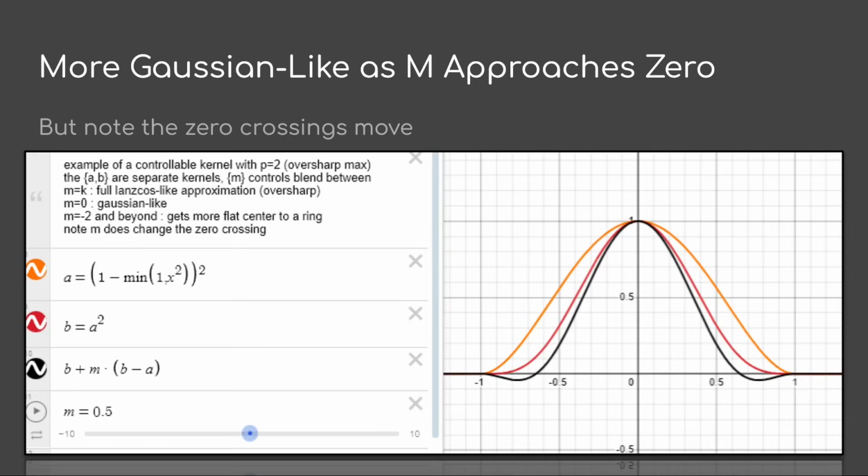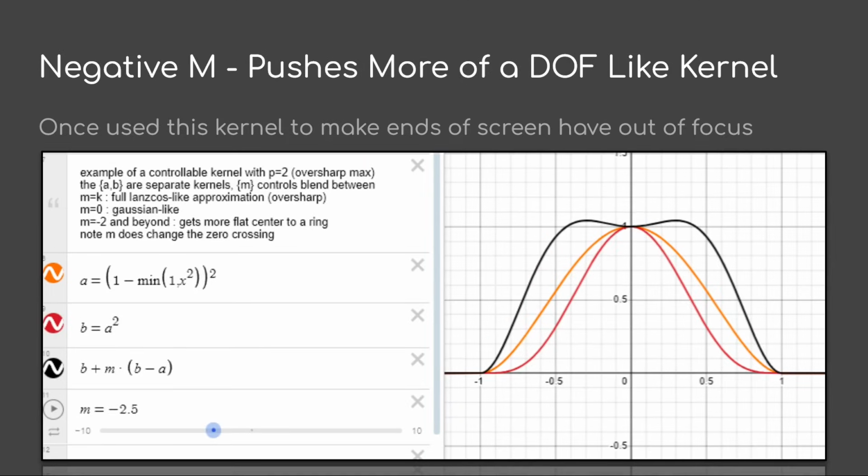So as m approaches 0, you get something that is more Gaussian-like, which has less negative lobe. When you venture into a negative m, you're pushing into more of a DOF-like kernel, or depth of field style kernel. You're getting lobes that ring around 0. I was using this property to have the ends of the screen go out of focus. Note that the values are going to be above 1, so you'd always want to renormalize this kernel.